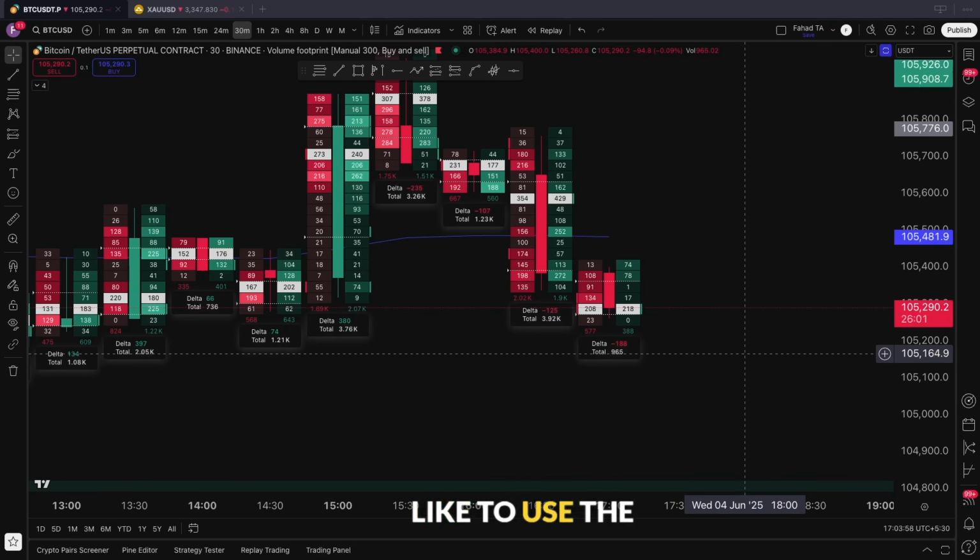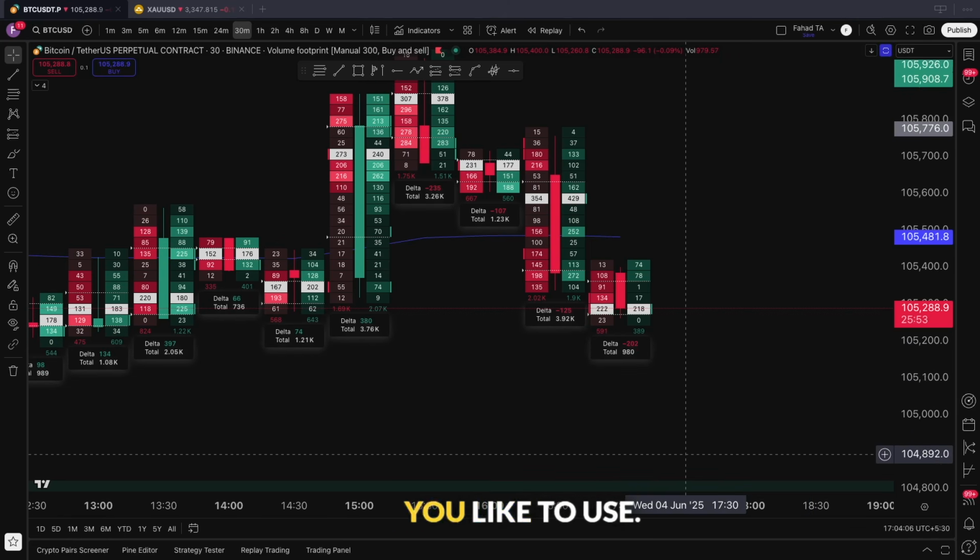I usually like to use the BTC USD pair rather than USDT, but then it's your choice. You can be using whatever kind of chart you like to use.